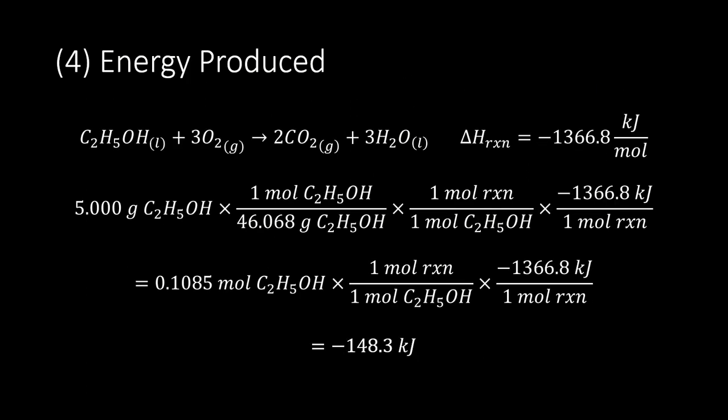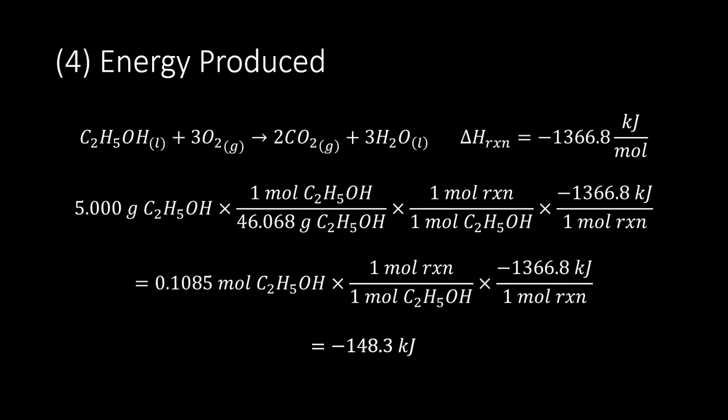The last one is, if we combust that 5 grams of ethanol in this specific chemical equation, what's the amount of energy that can be released afterwards? Well, we're going to need to convert to kilojoules of energy from this reaction. Our long equation would just be that original 5 grams of ethanol times 1 mole of ethanol over 46.068 grams of ethanol, times 1 mole of reaction over 1 mole of ethanol, times negative 1366.8 kilojoules per 1 mole of reaction.